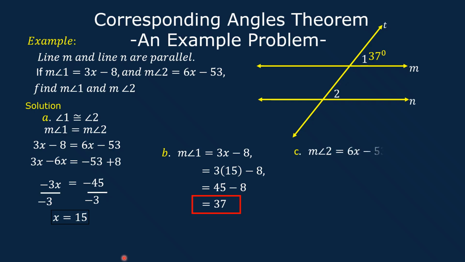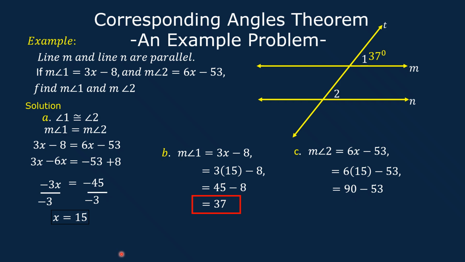According to the problem, the measure of angle 2 is equal to 6x minus 53. We already know the value of x. It is equal to 15. So we substitute 15 for x. This is now equal to 6 times 15 minus 53.